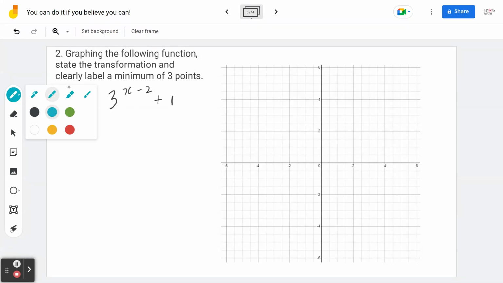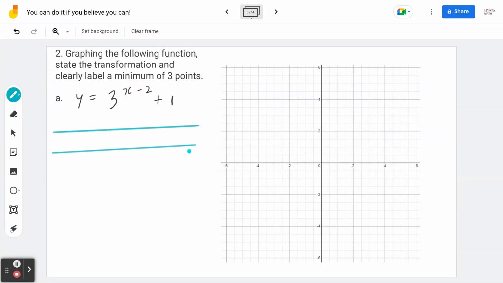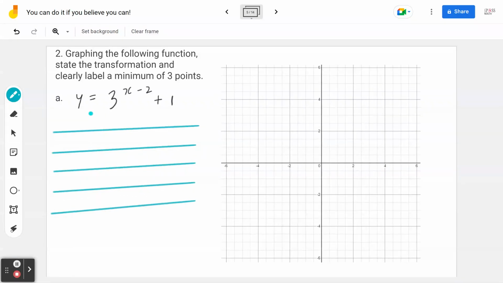So you can create a table, and you can pick a couple of numbers. So I'm going to recommend 5 numbers. And of course, if you want more than 5, that's fine. But I think 5 is enough for the purpose of this example. So in the first column, you can write down x. You can use -2, -1, 0, 1, and 2. And y equals 3 to the power of x minus 2, plus 1. Now again, you're going to round some of these answers to 2 or 3 or 4 decimal places, depending on the number. You also want to leave it in exact form.